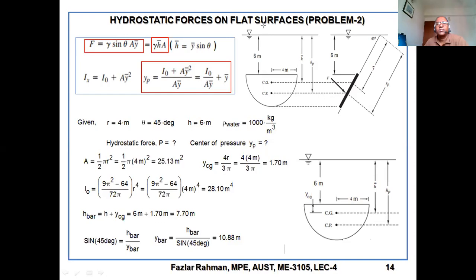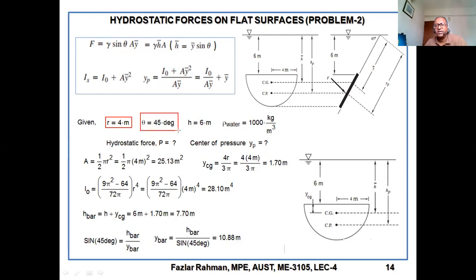Okay, so this is YP. This is the formula. Now you write down over here. Given: you see in the problem, the radius of this plate is given. There is a radius R equal to 4 meter, theta 45 degree, and height of the water is given 6 meter. Density of water, this mass. You need to figure out hydrostatic pressure force, F or P equal to how much, and also center of pressure.